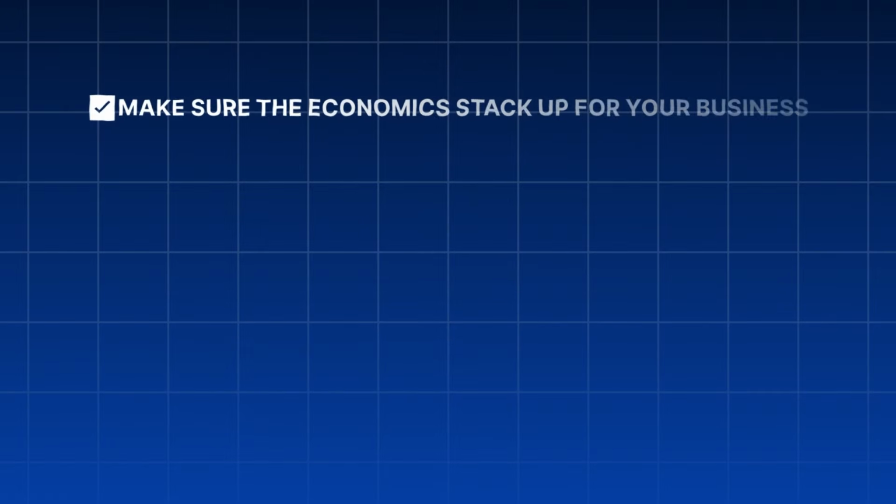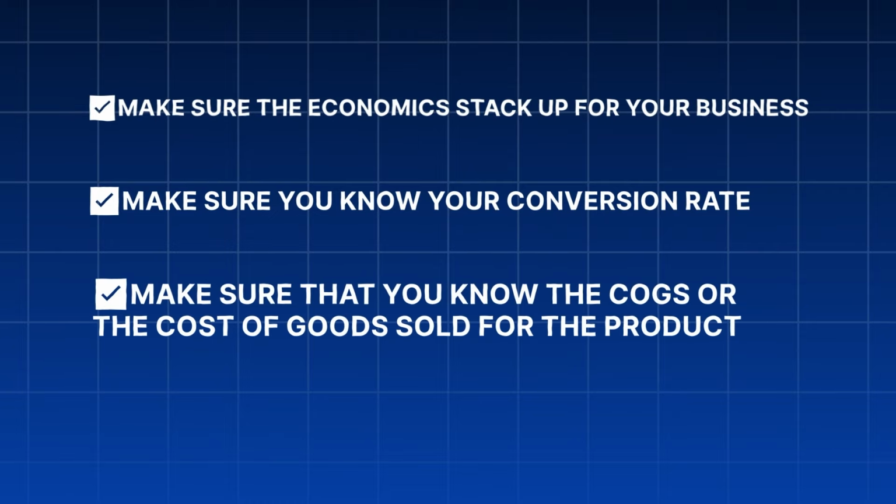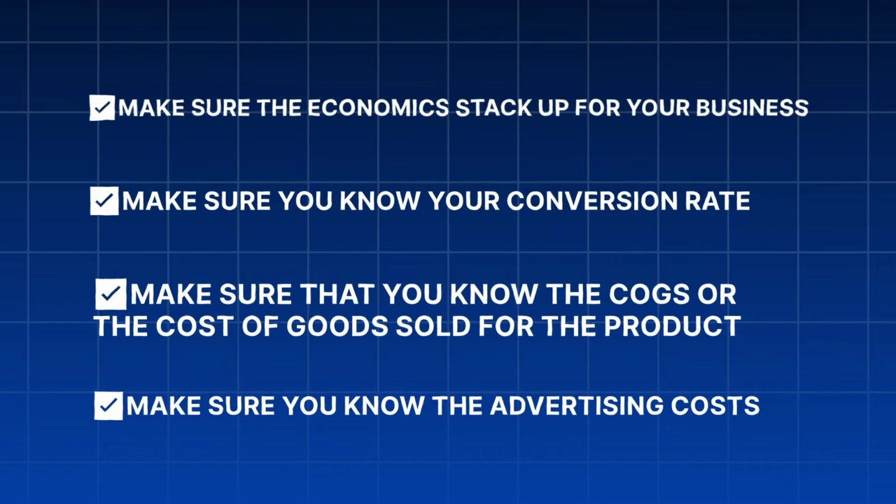So this is where you've got to make sure the economics stack up for your business. Make sure you know your conversion rate. Make sure that you know the COGS or the cost of goods sold for the product, but then also make sure you know the advertising costs. So then you can actually start changing the pricing on the product to know that you're price competitive. It is really hard to compete when you've got a competitor selling the same product at a lower price. Google does rank products that are lower price higher or closer to the left because it actually wants people to get a better deal to engage as well. So make sure that you audit your pricing against your competitors regularly, and you'll notice there will be some big gaps that you can actually fill there as well.